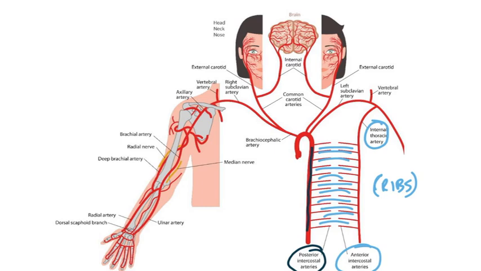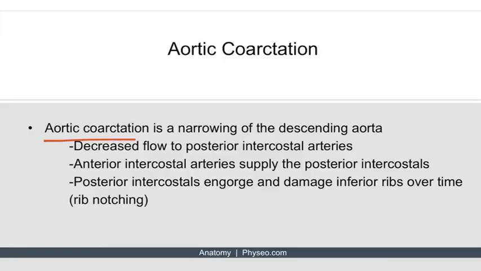Now this concept in anatomy is best demonstrated using aortic coarctation. Now aortic coarctation causes engorgement of these intercostal arteries, leading to rib notching. We'll dive into this concept more on a new slide. So aortic coarctation is a narrowing of the descending aorta. This decreases blood flow to the posterior intercostal arteries.